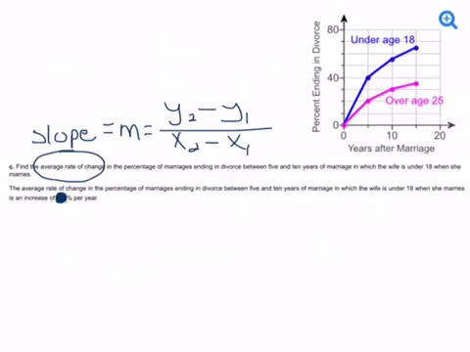Okay, it looks like for the first ordered pair, it says between 5 and 10 years of marriage. So that must be, there's 5 years of marriage, that must be this portion of the line right here. And it looks like the first ordered pair right here would be given by x is 5 and y is 40.